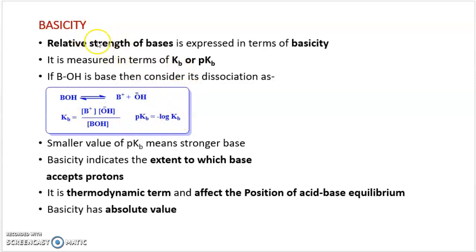Absolute value of basicity. If the value of pKb is small, then the base is strong. Remember this. If the pKb is small, then the base is strong, and vice versa. If the pKb value is more, then the base is weak. But if the Kb value is more, the base is strong. If the Kb value is less, the base is weak.